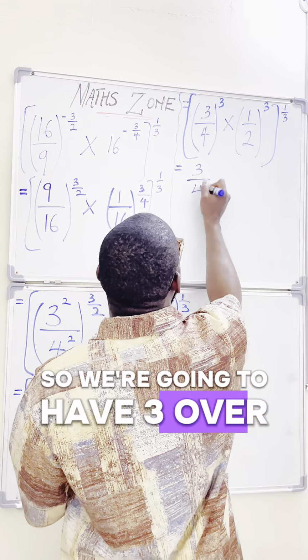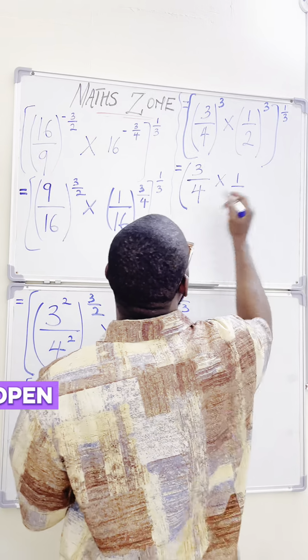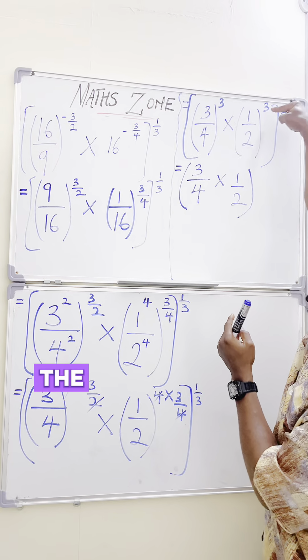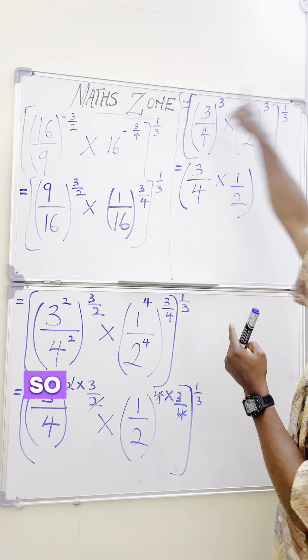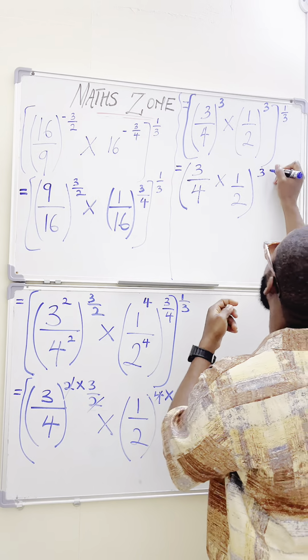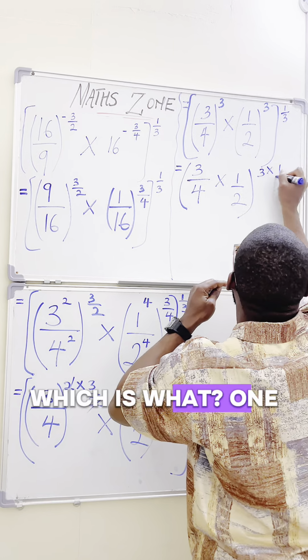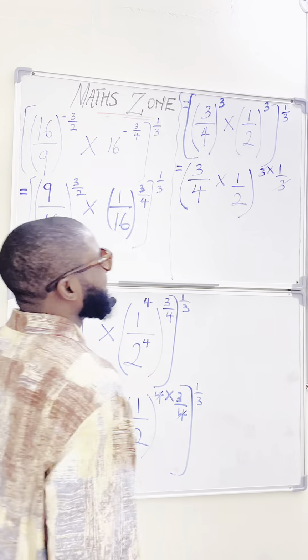So we're going to have 3 over 4 multiplied by 1 over 2, open the bracket, close the bracket. You know why we're doing this? Because the power here is 3, the power here is also 3, and there is a multiplication sign between them. So bring the power out. So we're going to have 3. Then do not forget the power outside the bracket, which is 1 over 3. What do we achieve now? 3 cancels 3. Mathematics is too sweet.